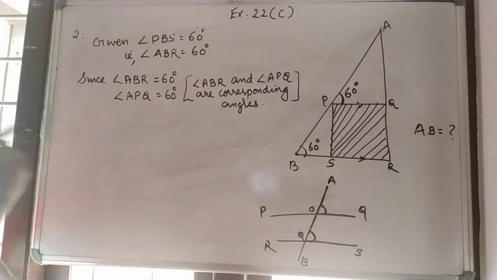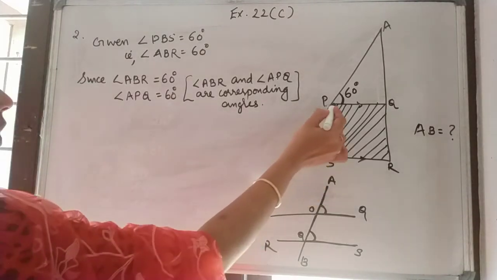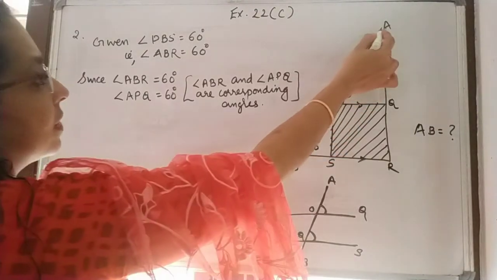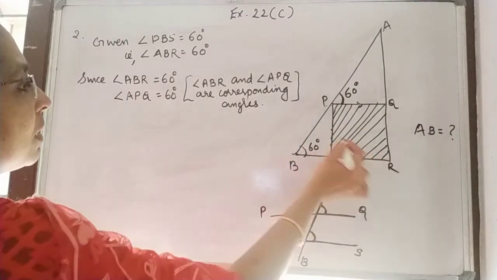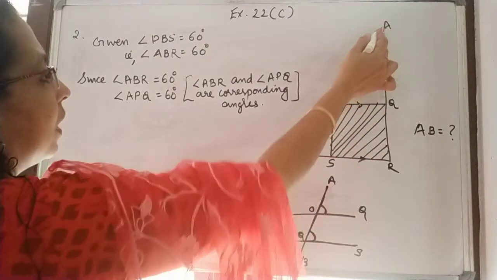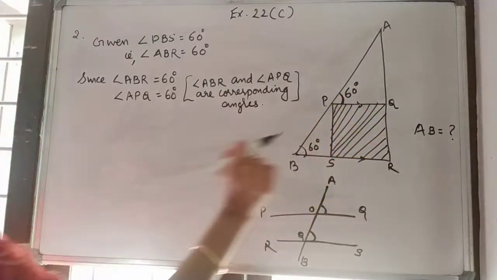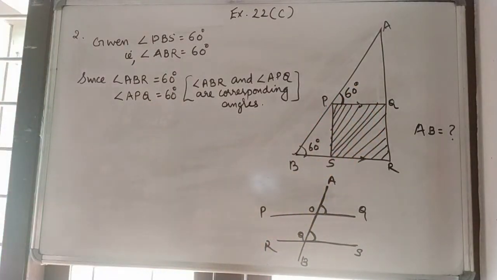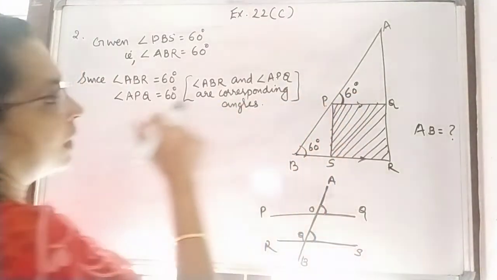So given PBS is equal to 60 degrees, we can extend that. So ABR is equal to 60 degrees. Since ABR is equal to 60 degrees, APQ also will be 60 degrees. Why? Because these two are the corresponding angles. Corresponding angles will be equal. So we got this angle P as 60 degrees.